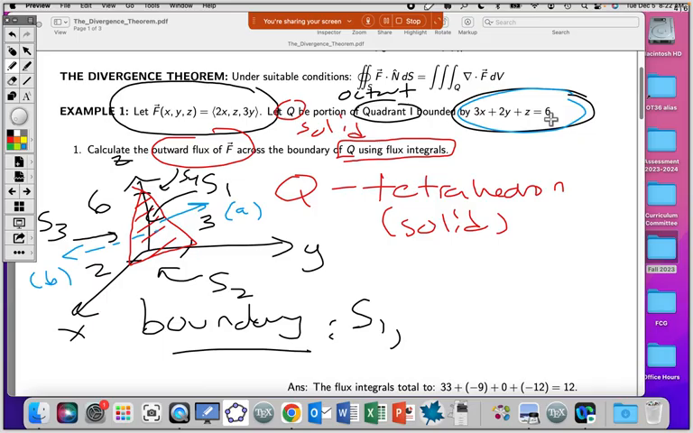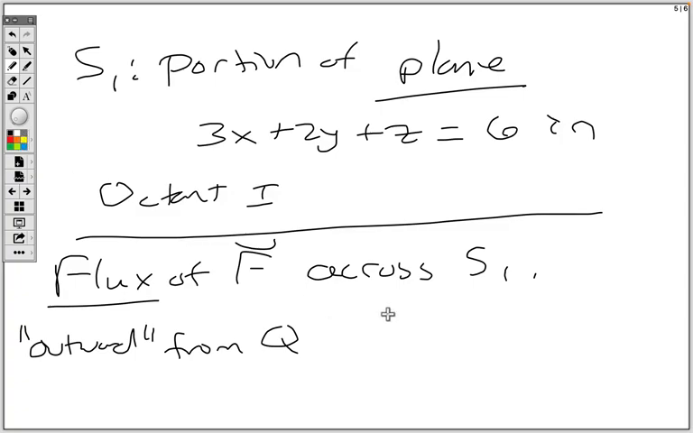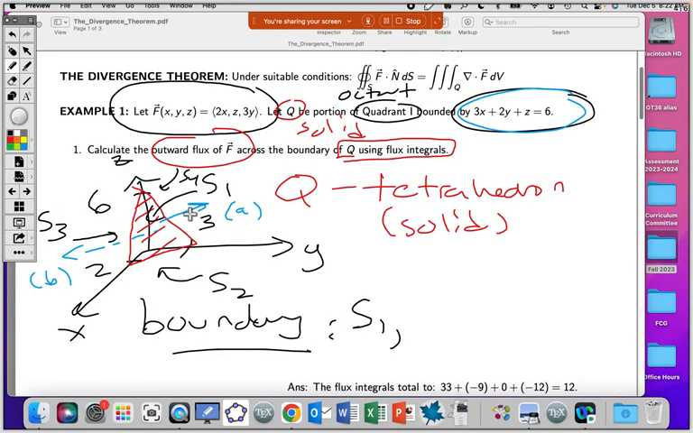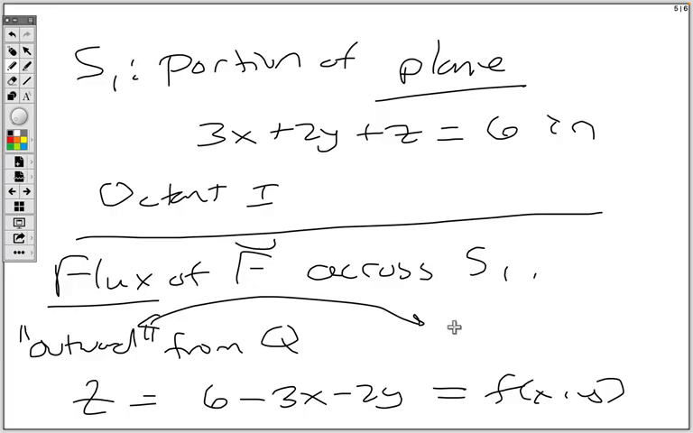So if I'm going to solve for z, which is easy to do, so if I think of this as z is 6 minus 3x minus 2y, if I think of that as my f of x, y, then outward is going to be synonymous with what direction? Is this vector going to be pointing in the up direction or the down direction? Do I want upward flux across S1 or downward flux? Yeah, upward flux. So that's going to be upward.